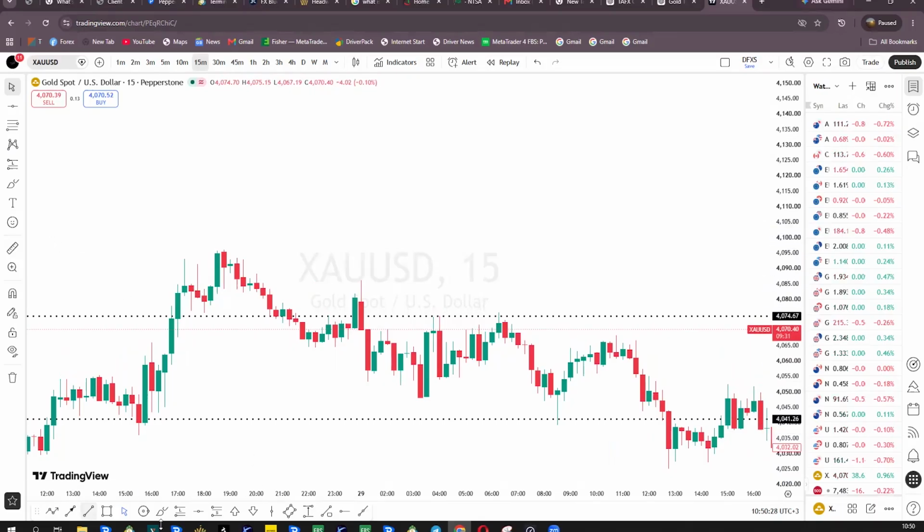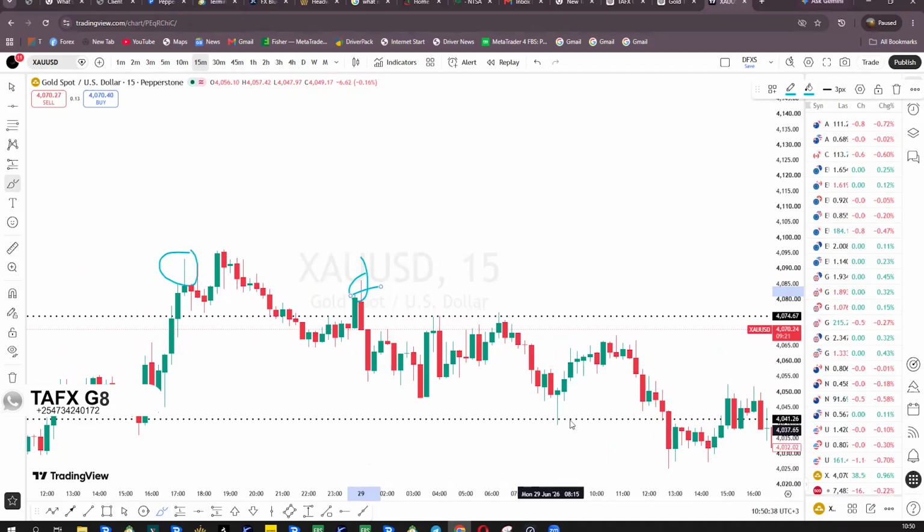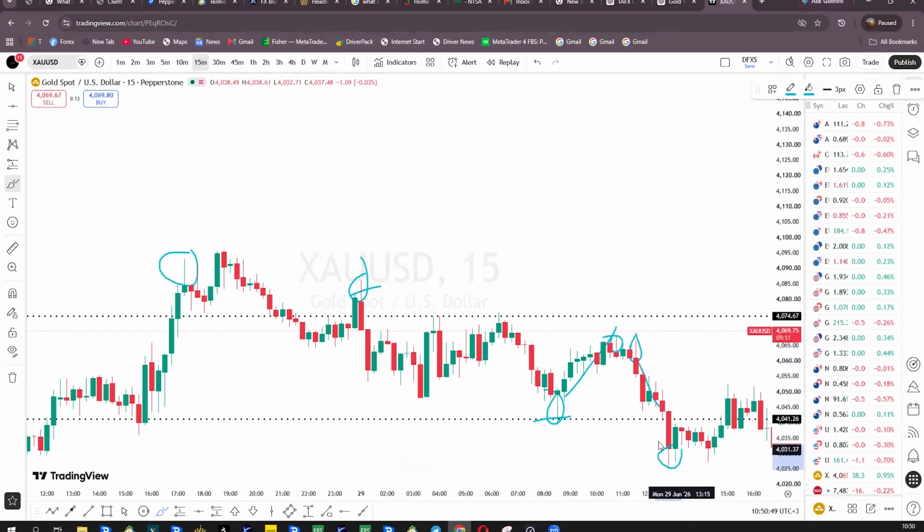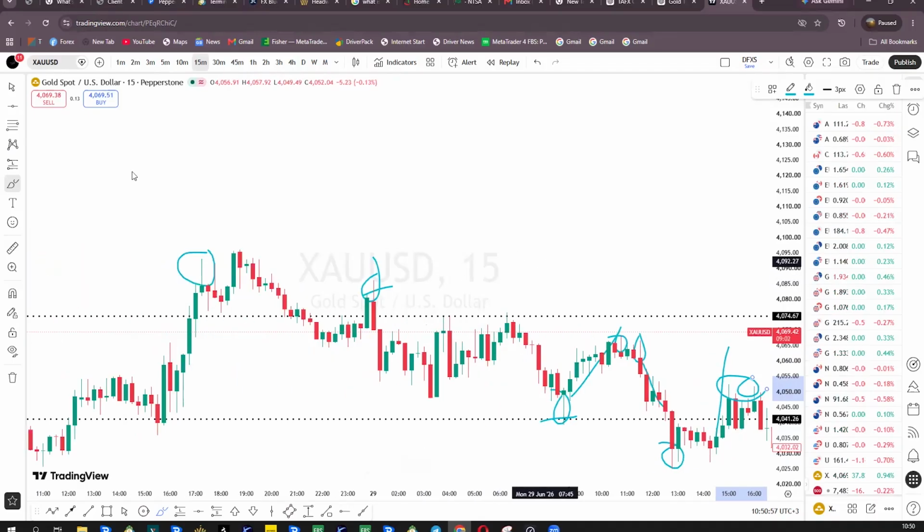But if you ignore this rejection, we can see we have a good rejection here that was obeyed, and then the market dropped down. Again, we have another rejection here that touched our low here, then the market went up. We have another rejection here, then the market went down. We have another rejection here, then the market went up. Another rejection at this point, then the market tried to go down, right?